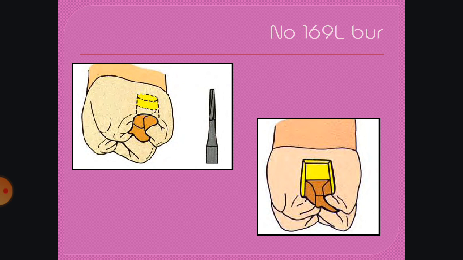So you have prepared the isthmus using the 170 burr, and now you have prepared the box with the help of the 169 burr. So you have to widen the isthmus slightly in that particular area where it joins with the proximal box. These are the things you are supposed to remember when you use a 169 burr to prepare the proximal box.